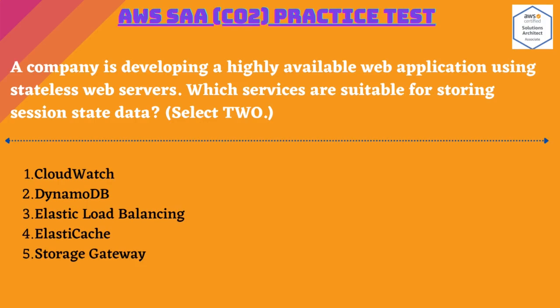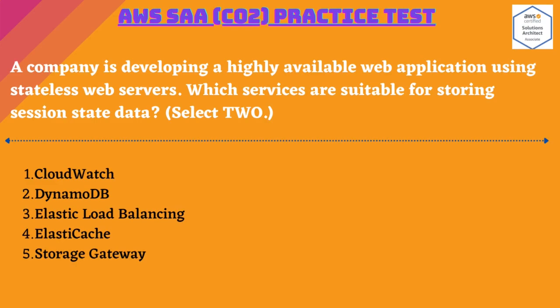The options we have here is CloudWatch. CloudWatch is a monitoring system by AWS and it is not a database or a storage system. So this is not the right answer. DynamoDB is a NoSQL database in AWS. So this can be an option, but let's check the other options as well. Elastic Load Balancing is used to manage the load between instances. It is not a storage or database service. So this is not the right answer.